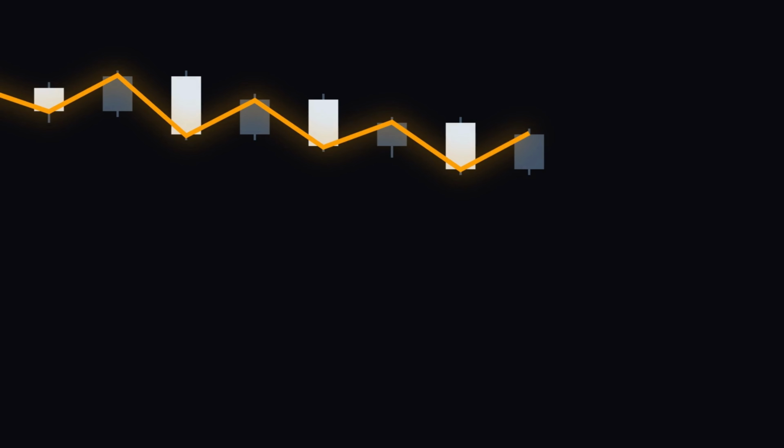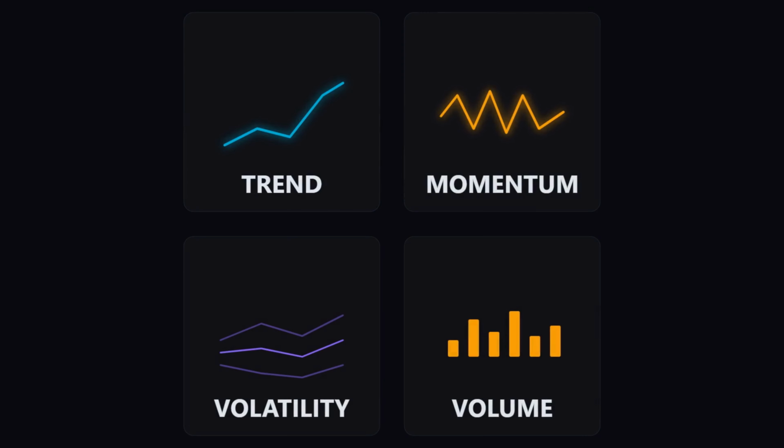Now, the next thing I discovered is something that most traders completely overlook, and that's that every indicator falls into one of four main categories. First, you've got trend indicators, things like moving averages or ADX, and their job is simple. They tell you the direction of the market and how strong that trend actually is. Then you've got momentum indicators like RSI or momentum, which measure how quickly price is moving and whether that move is gaining or losing strength.